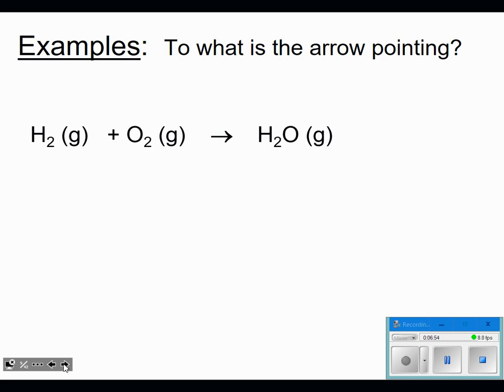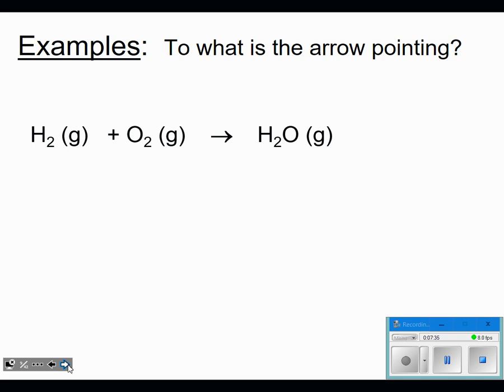So let's look at this. I have diatomic hydrogen. Remember, we had the diatomic elements, which were our HONClBrIF: hydrogen, bromine, chlorine, oxygen, nitrogen, iodine, and fluorine. But anytime those elements are by themselves, they have to be in a diatomic state, which means there's two atoms of them. So we have our hydrogen and our oxygen, which is then going to create products of H2O.